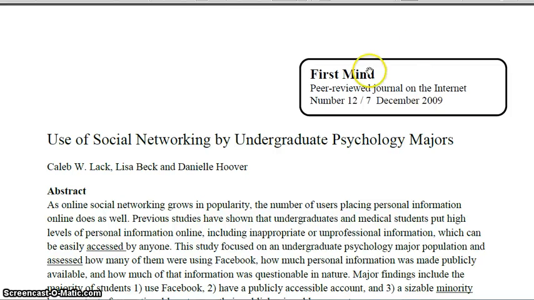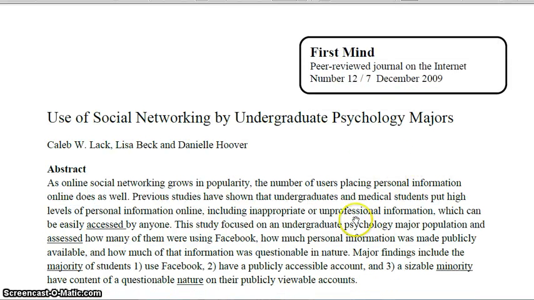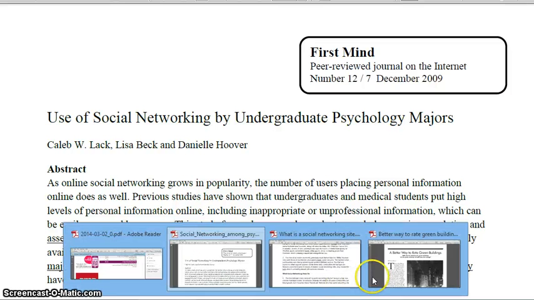So what about the source? Well, I see First Monday, a peer-reviewed journal on the internet. Okay, it's published on the internet, and it was published in 2009. Let's take a look at one more.